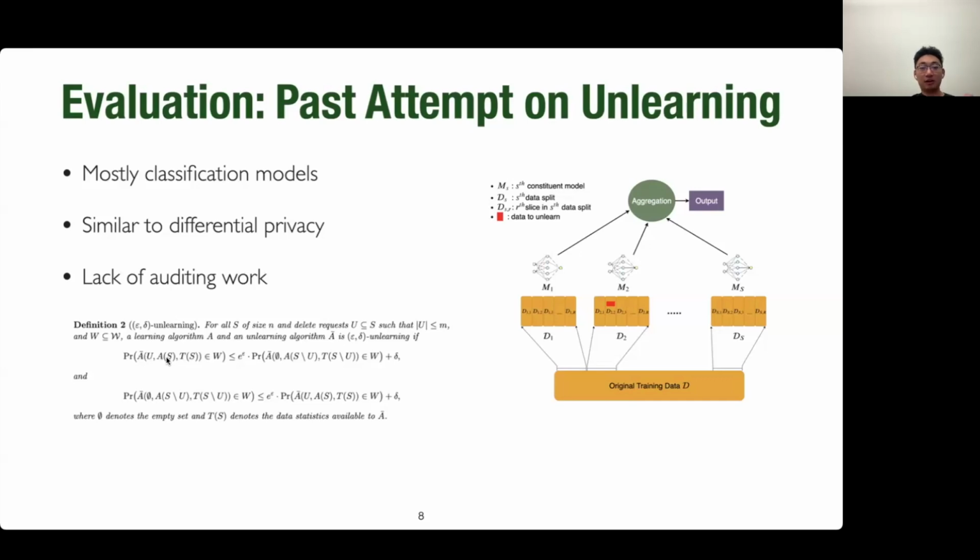A of S is the learning algorithm that learns on S, and T of S is some statistics that's available to A bar, right? So you can imagine T of S could be the repetition of the data, and then A bar simply relearns on that repetition. So I apply this unlearning algorithm. That's what happened on the left-hand side.